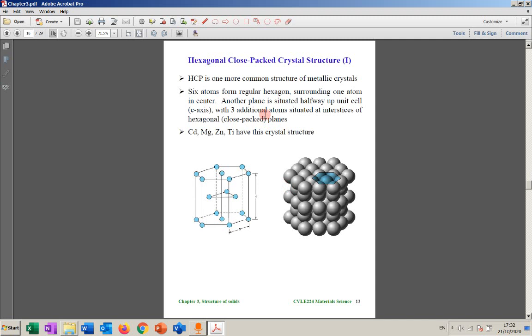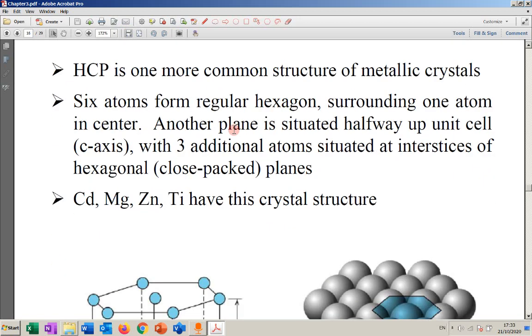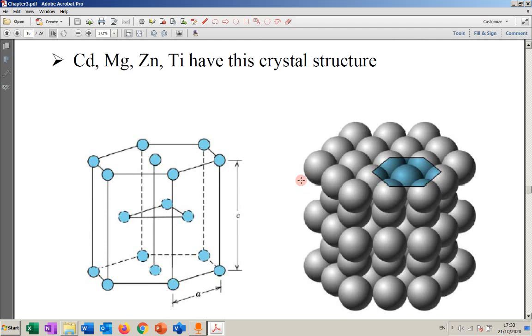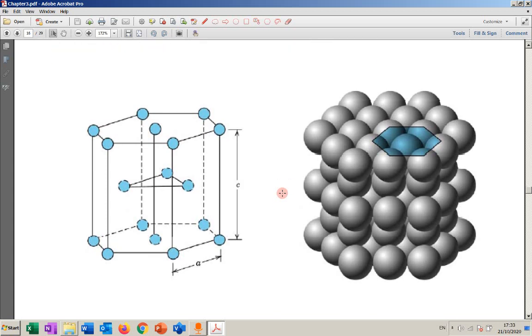Now this system we have here is hexagonal. Hexagonal close pack. The shape is no longer cubic, it's hexagonal. It's one of the common crystal structures. You see that magnesium, zinc, titanium, and some others have this crystal structure. Here we're going to learn the same things that we learned on cubic: the atom arrangement, number of atoms in a crystal structure, coordination number, and the relation between the lattice parameters and the radius of the atom.